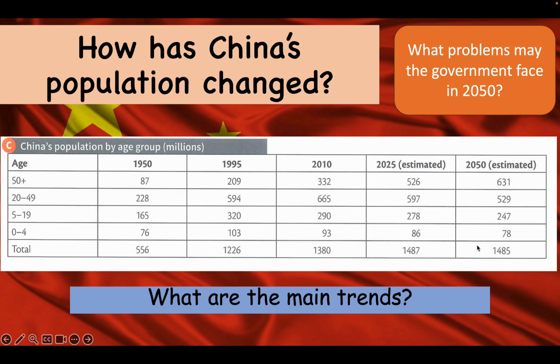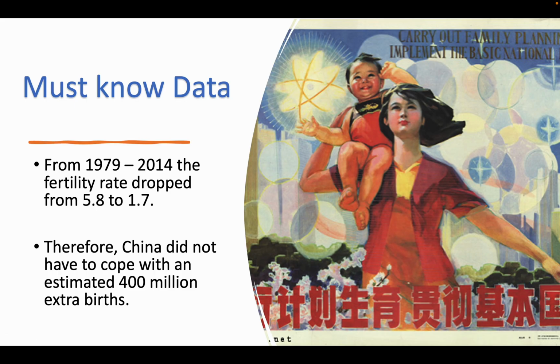But the main focus today is looking at the period between 1979 and 2015, the one-child policy. So let's get into that. For all case studies, you need to know at least, I would say, 2 or 3 population data. So here's some must-know data for you.